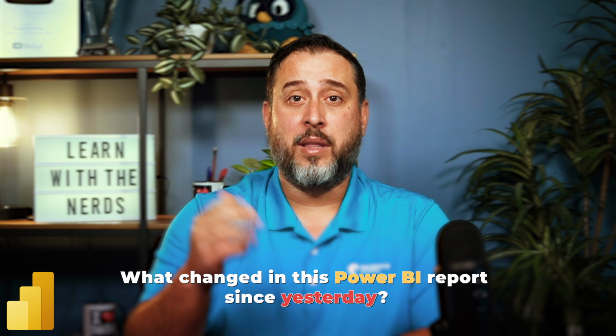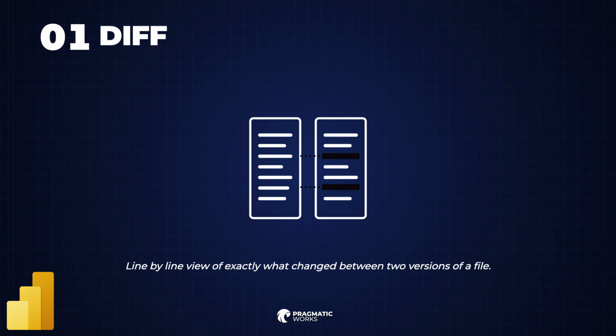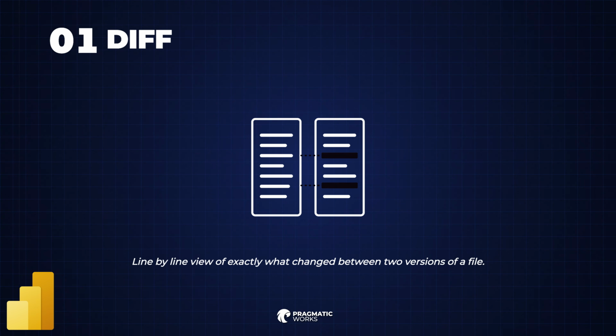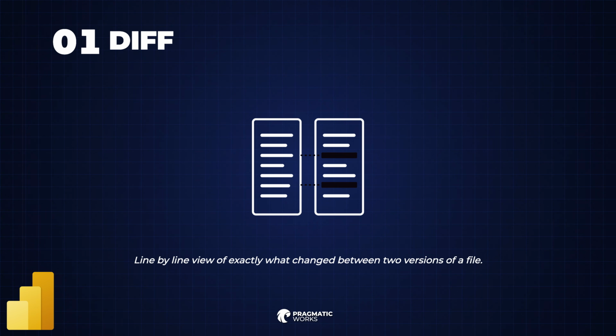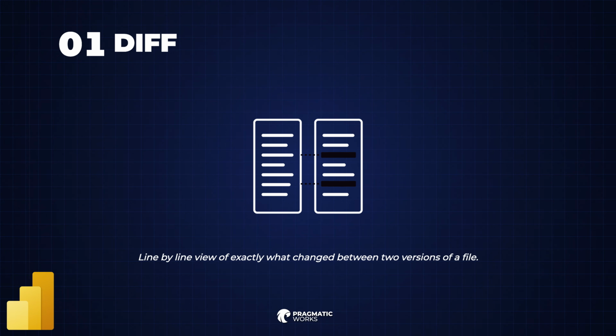Imagine trying to answer a simple question. What changed in this Power BI report since yesterday? A diff is how developers answer that question. It shows line by line exactly what changed between two files, right? Between two versions of a file. So when you hear me say a diff, moving on, that's what we're talking about.